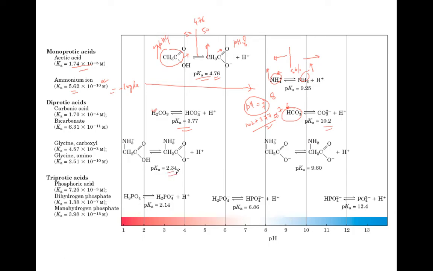2.34. So if I ask you that the pH is less than 2.2, what would be the charge on glycine? The charge on glycine would be a positive charge, right? And what would be the charge on glycine if pH is more than 10? A negative charge, right? Why? Because if we move towards the right, it would be more of these negative ions. If we move left, there would be more of this ion.